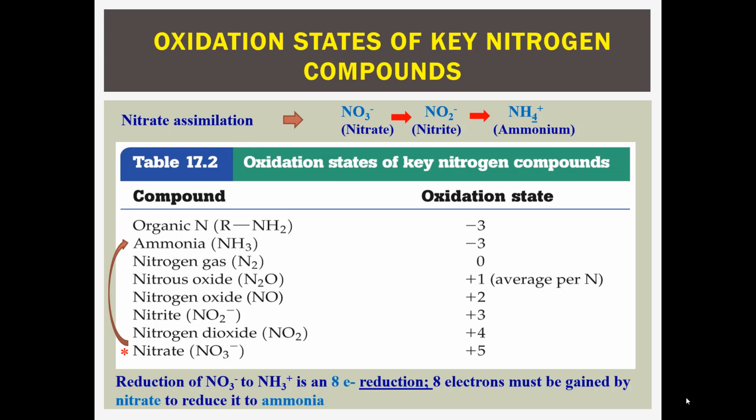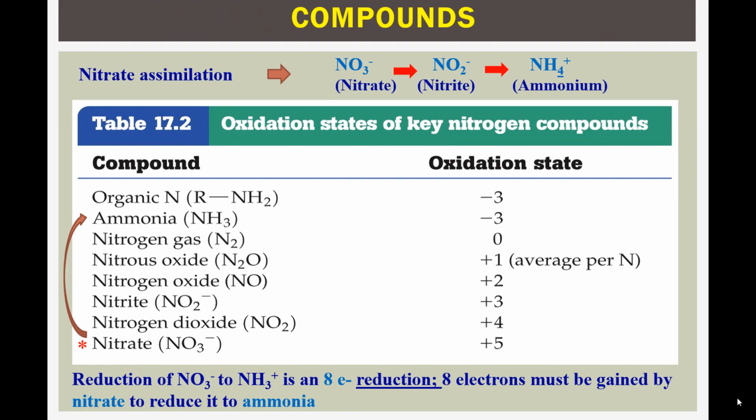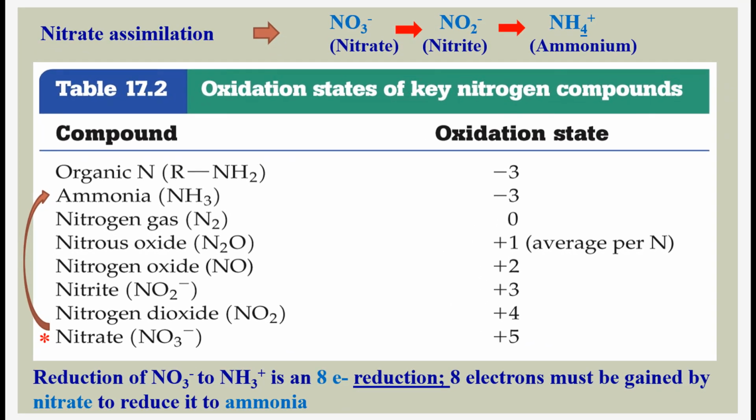The increase in oxidation state of an atom is known as oxidation, and the decrease in oxidation state is known as reduction. Such reactions involve the transfer of electrons and protons. A net gain in electrons and protons is a reduction, and a net loss of electrons and protons is an oxidation. This table right here shows you the different oxidation states of key nitrogen compounds.